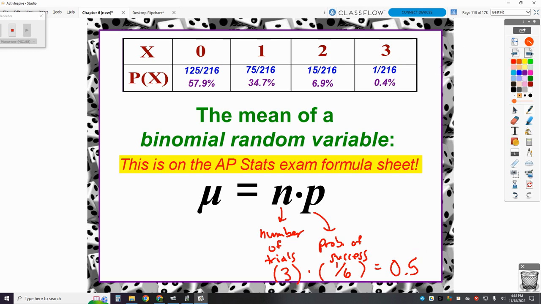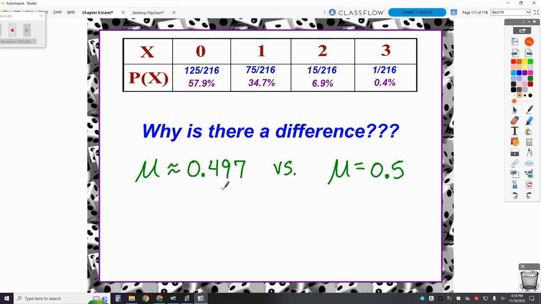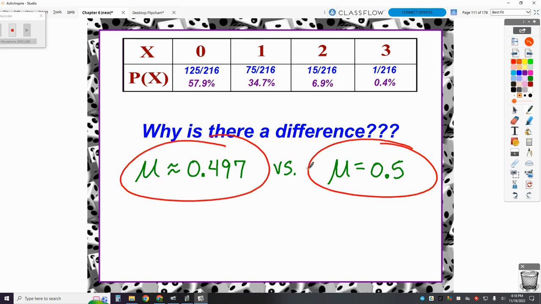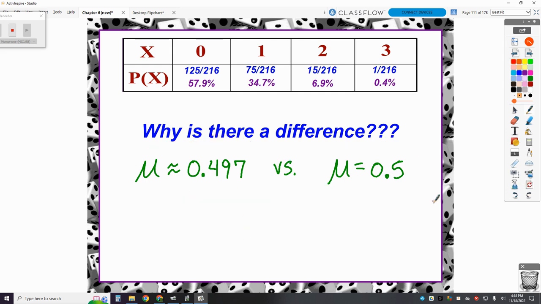Now you might go, but we just calculated earlier that it was 0.497, and now you're telling me it's 0.5? But what I want you to realize is that was an approximate 0.497. These probabilities up here were not exact. They were rounded values. So if this was a question on the AP exam and this was a possibility of getting these two answers, you would get credit for either one. So really, these are one and the same answers, even though they are very, very close.